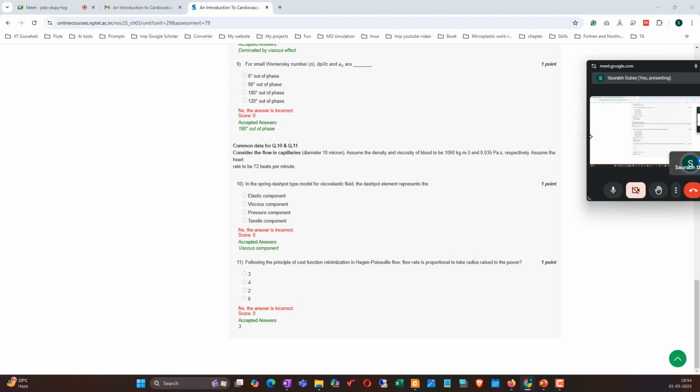Then 10 and 11: consider the following capillary. Assume the density of this, respectively. Assume the heart rate is A.